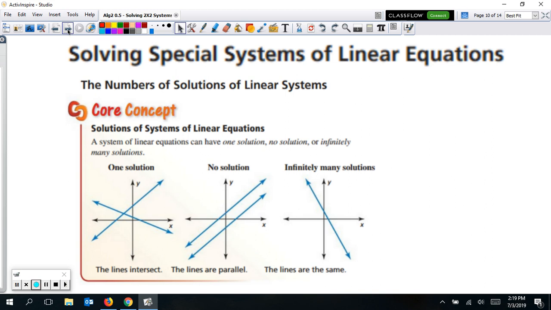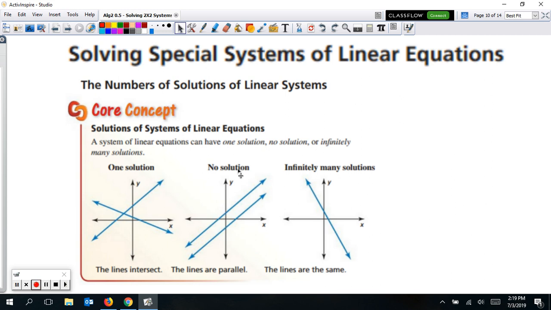All right. So solving special systems of linear equations. There's 3 of these. We could get one solution that we've already seen. Okay, so that's not the special one necessarily. That's the ones we've already seen. One point of intersection right there. The lines intersect, so that point of intersection is the one solution that we would get. But there's also these other 2, and these are the more special ones.